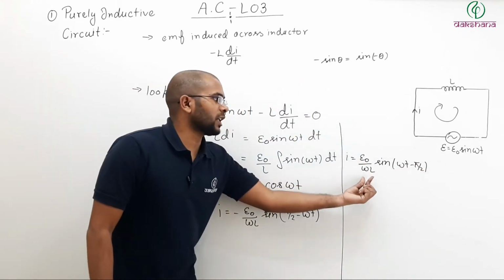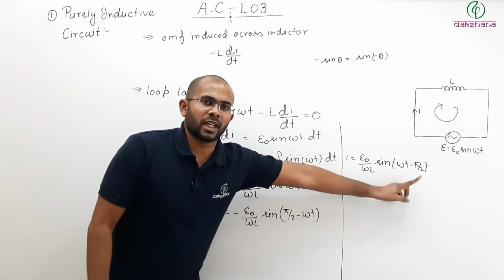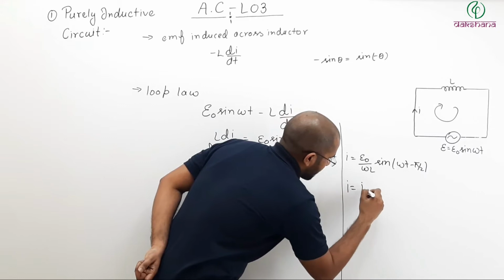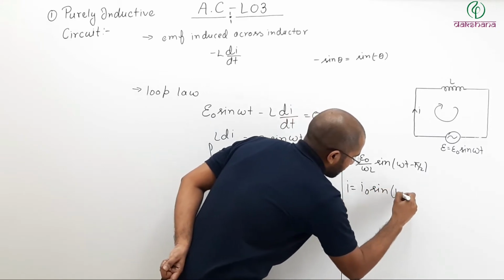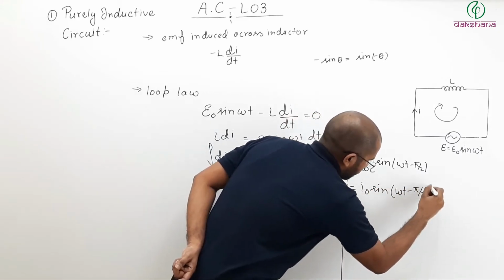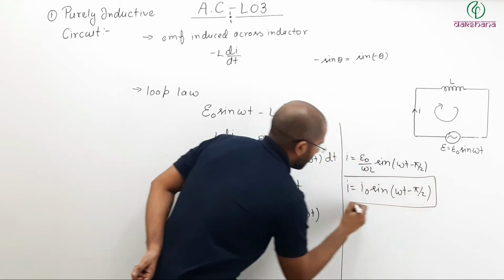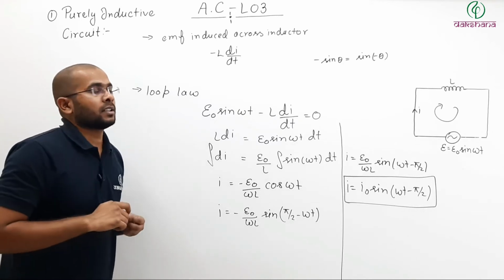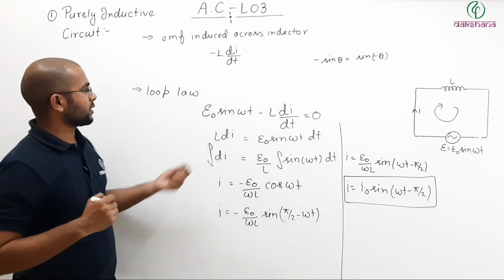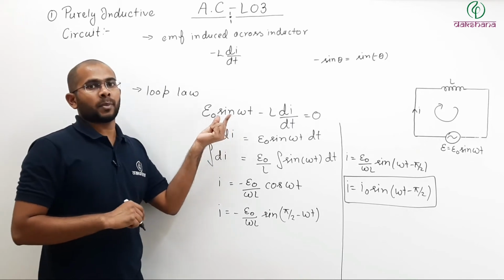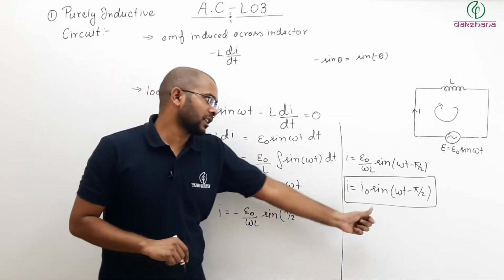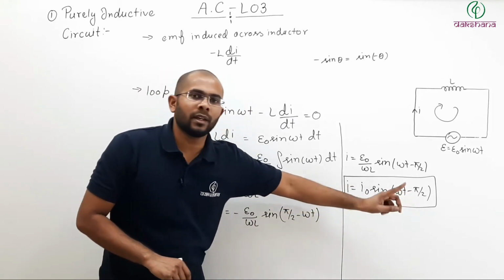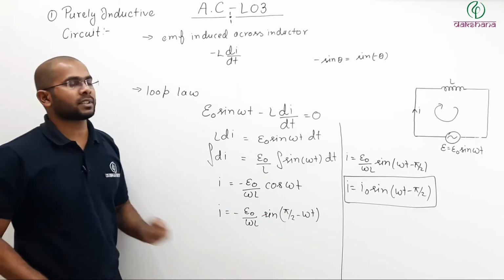What is this E naught by omega L? This is the amplitude of the sine function, whose maximum value can be 1. So this will be I equals I naught sine of omega t minus pi by 2. That would be your current in case of a purely inductive circuit. Here your potential is E naught sine omega t, that is the supply potential, and the current you are getting is I equals I naught sine of omega t minus pi by 2. Pause the video, note it down, then we will discuss further.